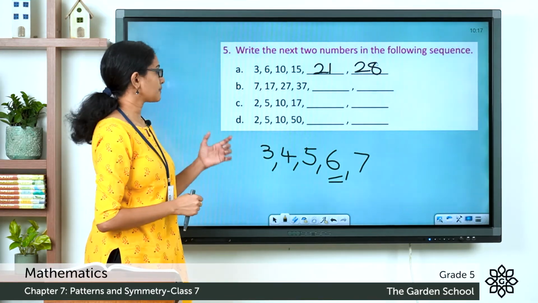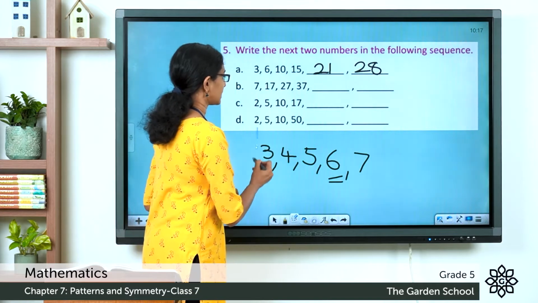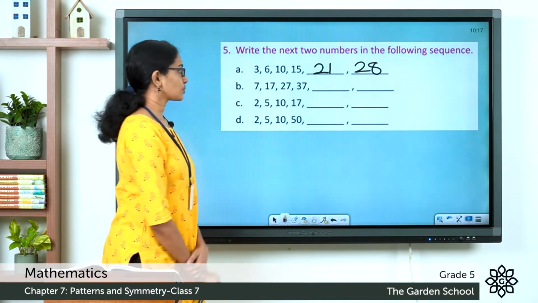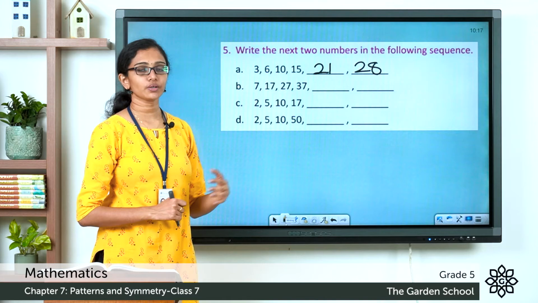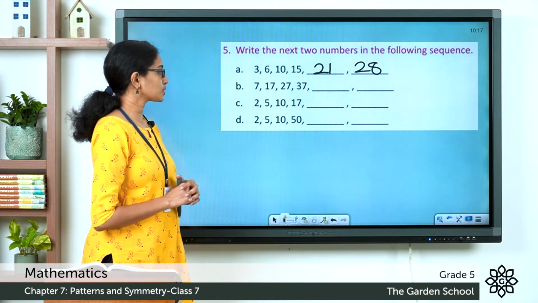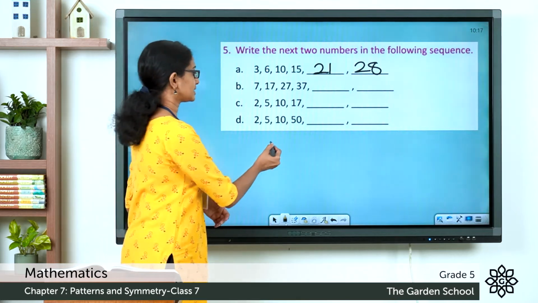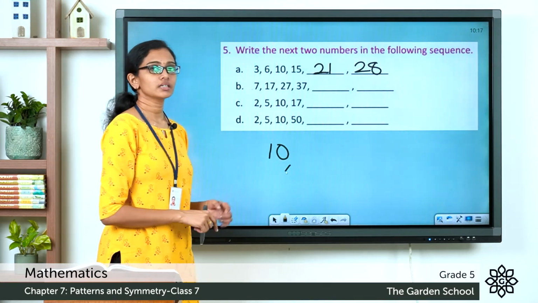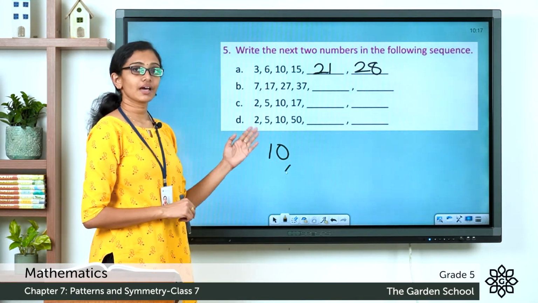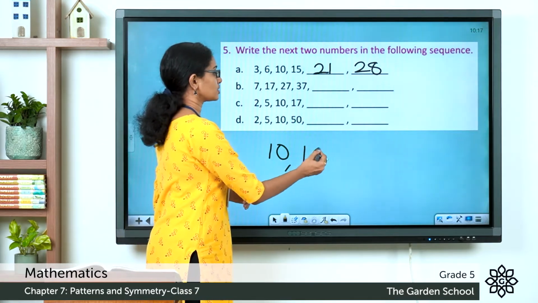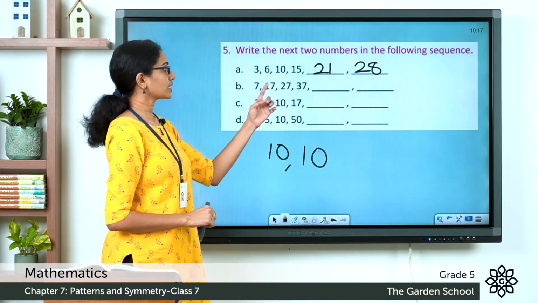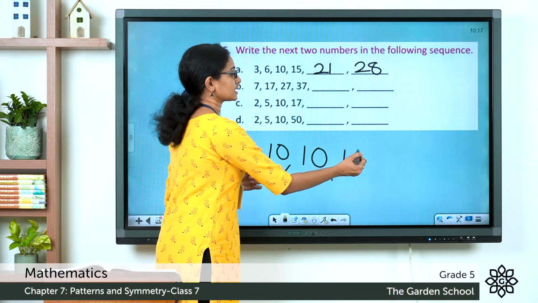Let's observe the next pattern. The numbers are 7, 17, 27, 37 and it goes on like that. Take the difference between the numbers 7 and 17. 7 plus 10 is 17. 17 and 27. 17 plus 10 is 27. Again, 27 plus 10 is 37.